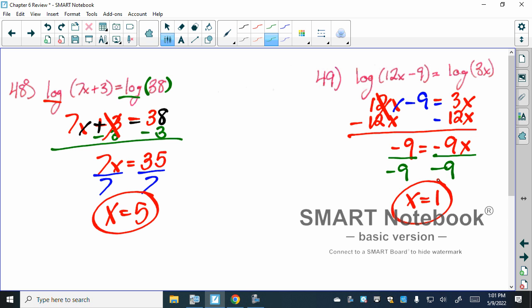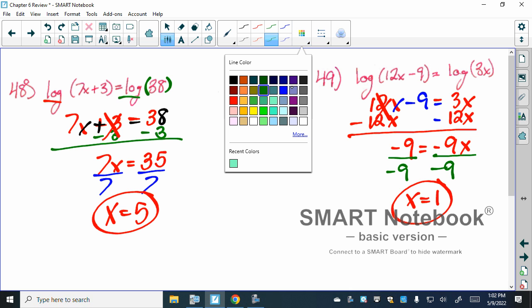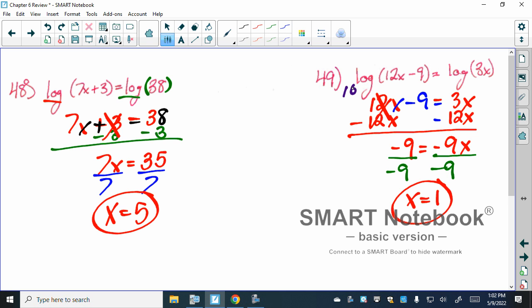Yes. Because as long as the logs are the same, what's inside is going to be equal. So the same with the ln? Now, for this here, it's understood that the base is 10, yes? So if I put both sides to the base 10, the 10 and log would cancel each other out. The same with the other side, leaving us with 12x minus 9 is equal to 3x.